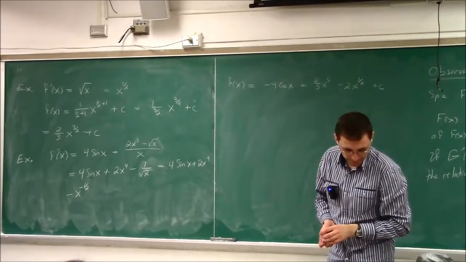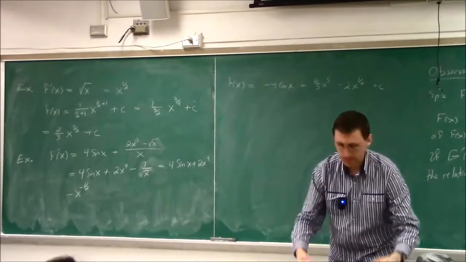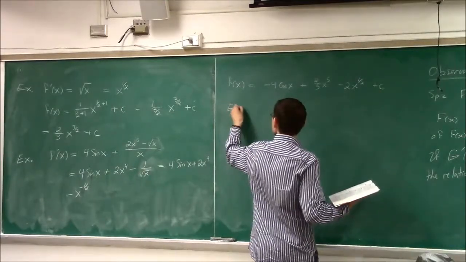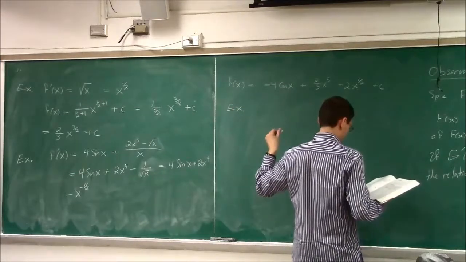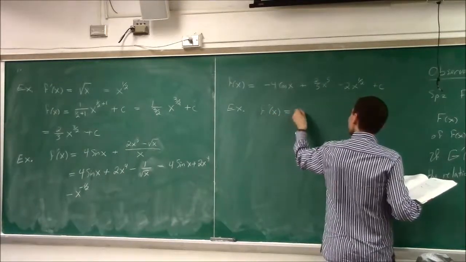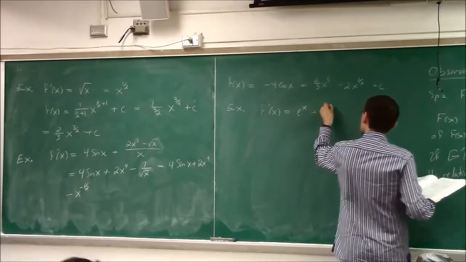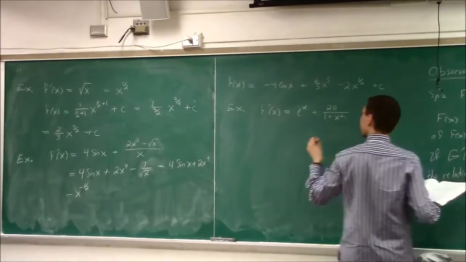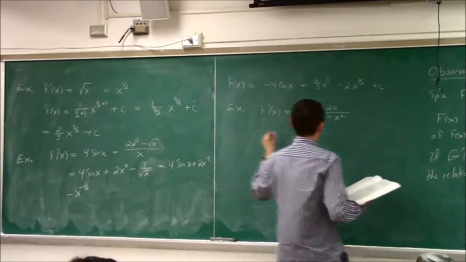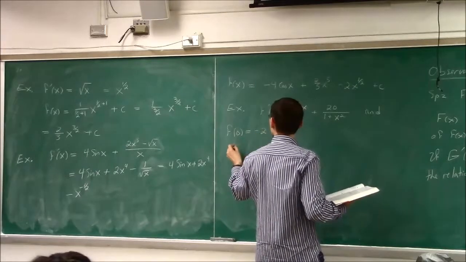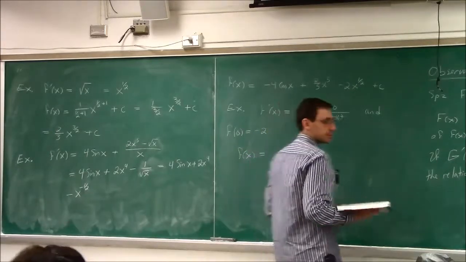All right, so let's try to solve examples where we need to determine the constant c. So we have f prime x is e to the x plus 20 over 1 plus x squared. And we know that the original function, its value at 0, is minus 2. So let's try to find f of x.